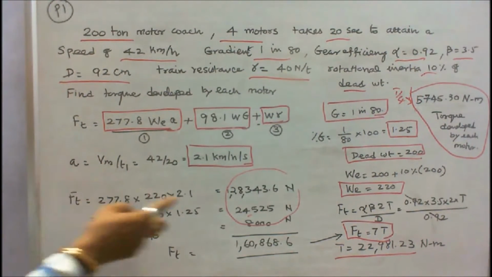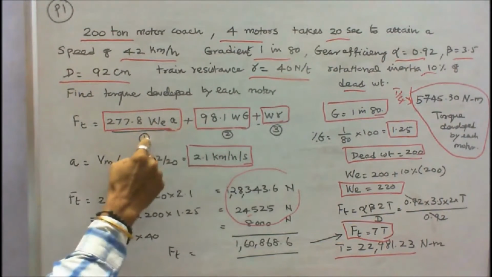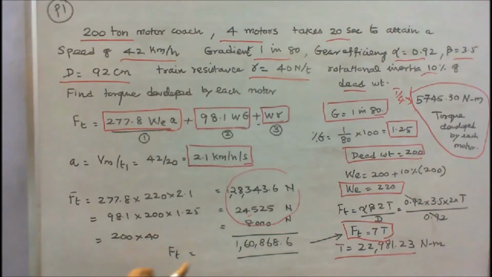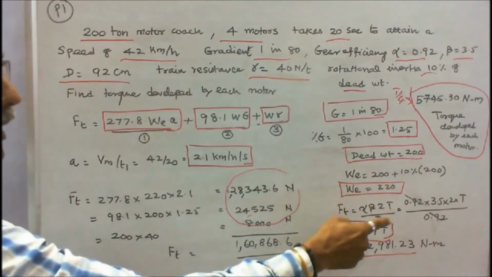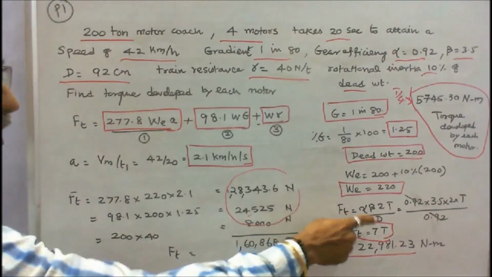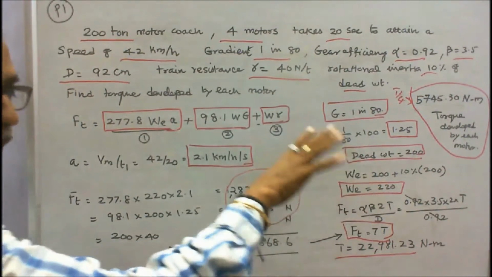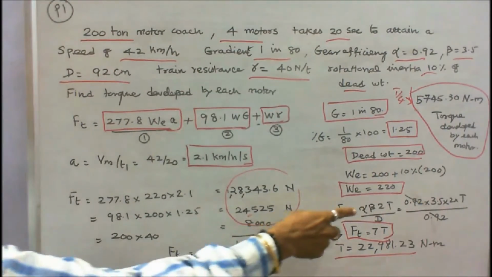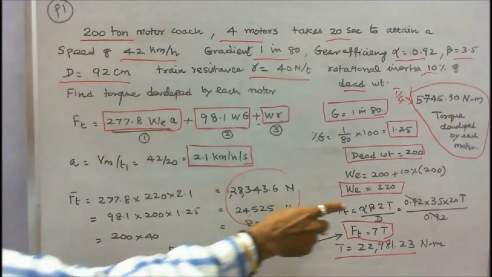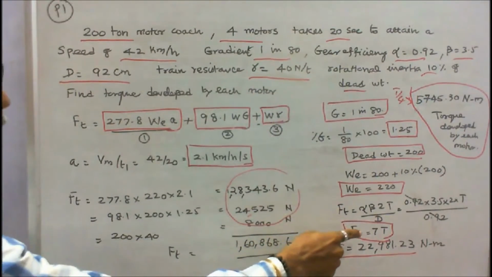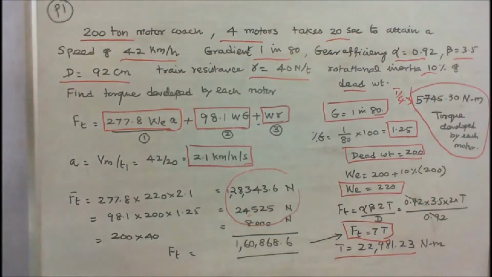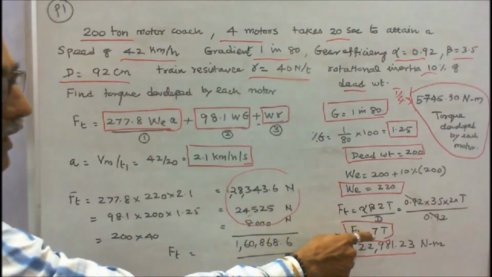Therefore Ft is equal to the sum of these three terms. Therefore we will get Ft equal to 1,60,868.6. And we know that the tractive force Ft is equal to alpha into beta into 2 into T divided by D, where D is the diameter of the wheel, T is the torque developed by all the motors, alpha is the gear efficiency, and beta is the gear ratio. Substituting all the values in the formula, we get Ft equal to 7 into T.